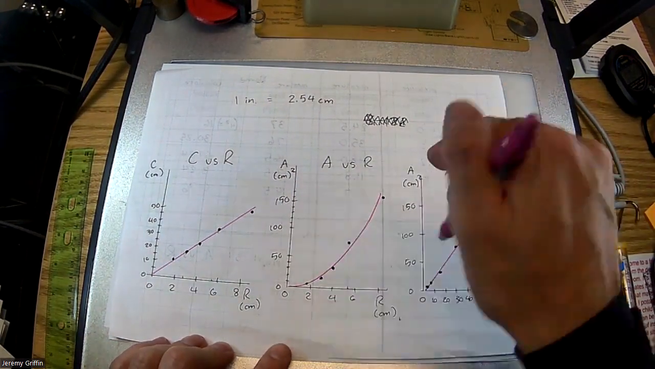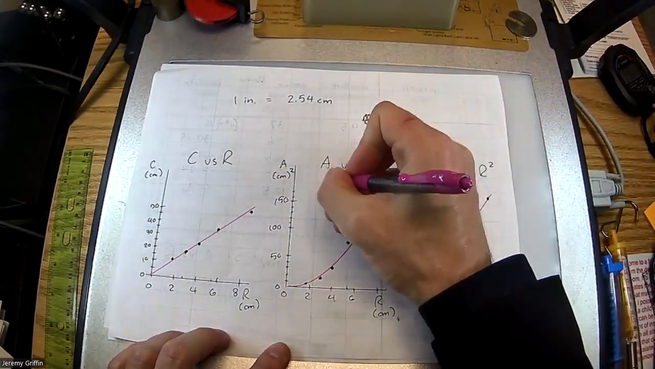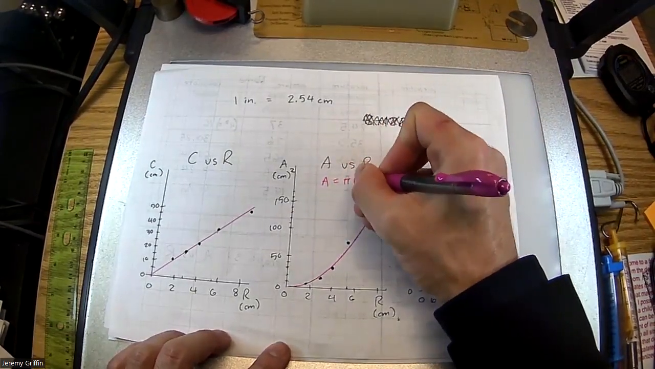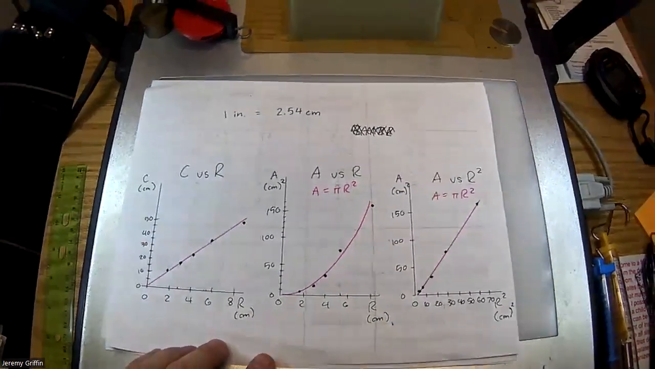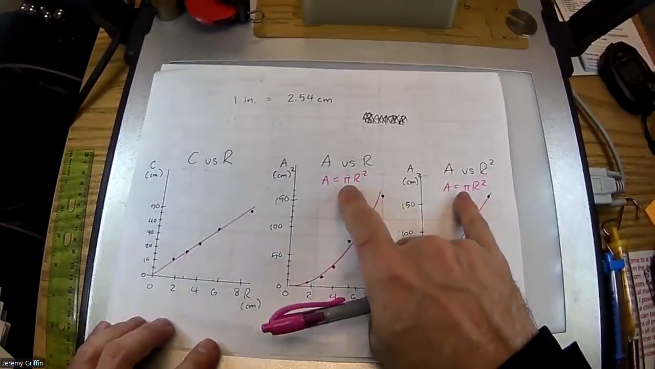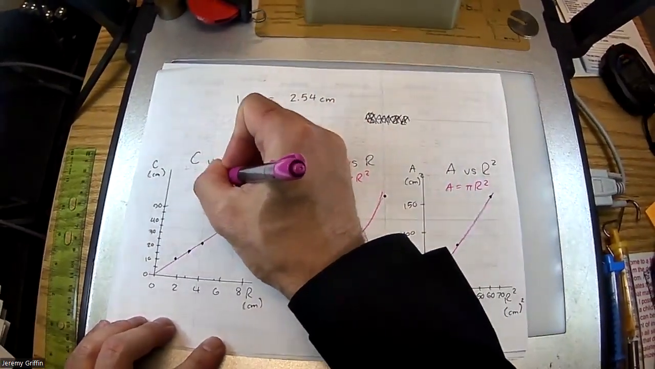So both of these graphs have the exact same equation. They're both area equals pi r squared, right? Just two different ways of representing it graphically, but it's the exact same equation. This one, of course, is circumference equals 2 pi r.